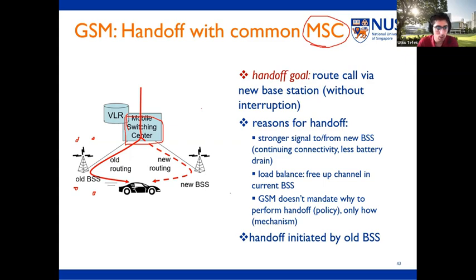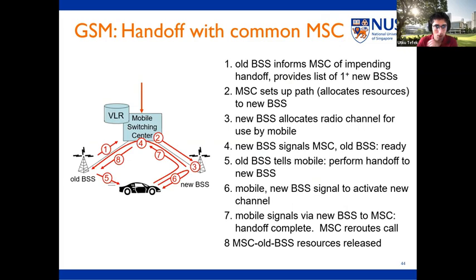Okay, so now let's see how that works. It all begins by the mobile node measuring the strength of the beacons from the current base station and the nearby base station. It does that periodically, and it also periodically reports them to the current base station it is connected to. And the handoff is then initiated by the current base station, or soon to be old base station.